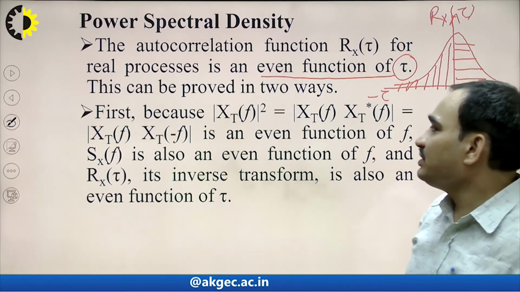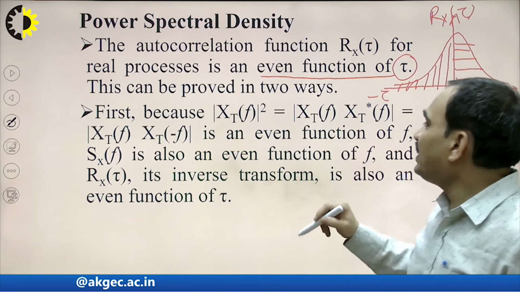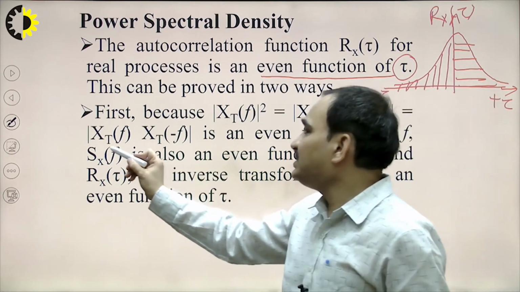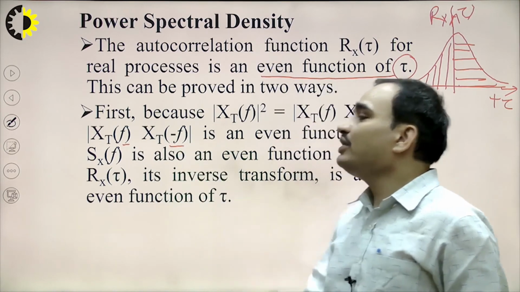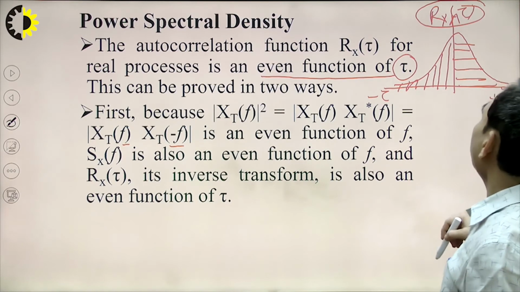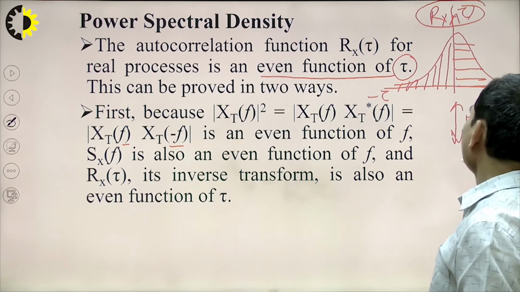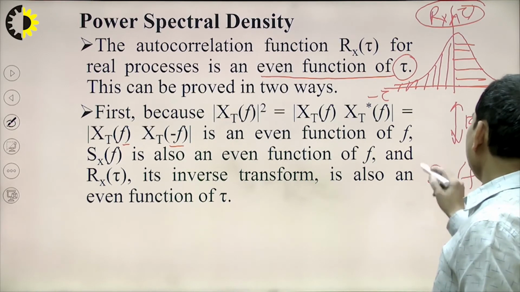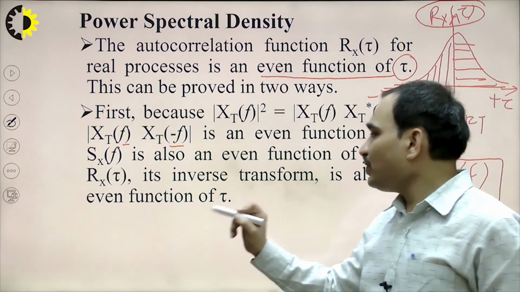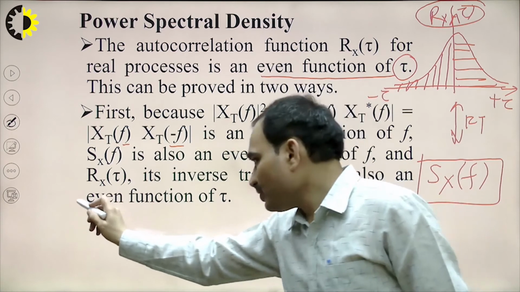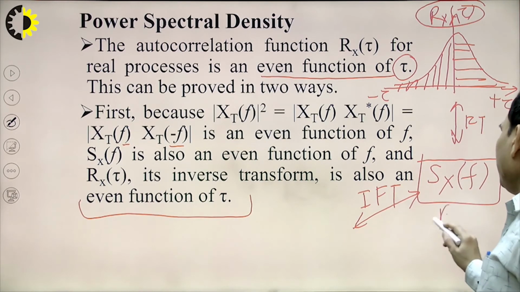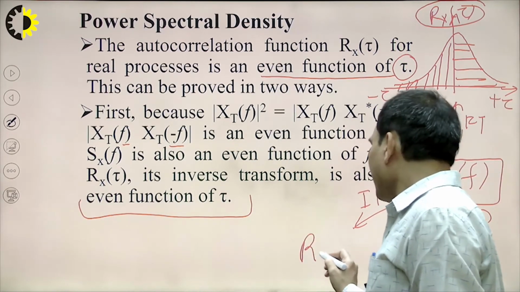So this can be proved in two ways. The first is, |XT(f)| whole square. We are writing that the magnitude is equal to XT(f), and XT(f) equals XT(f) for the positive frequency, XT(minus f) for the negative frequency. So if you are converting this autocorrelation function into the Fourier domain, the same we are getting, that is an even function. If we are finding the Fourier transform of this, again this Sx(f) is also having the even symmetry. So it is also an even function of f. So Sx(f) is also an even function of f, and Rx(tau), its inverse transform, is also an even function of tau. This means if we are again taking the inverse Fourier transform of the power spectral density, it will again be the even function, that is Rx of tau.